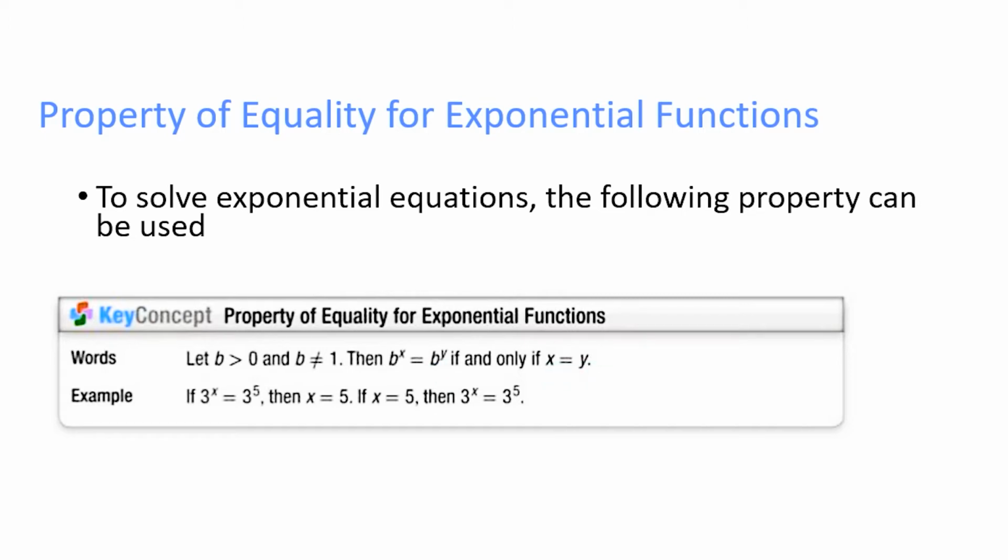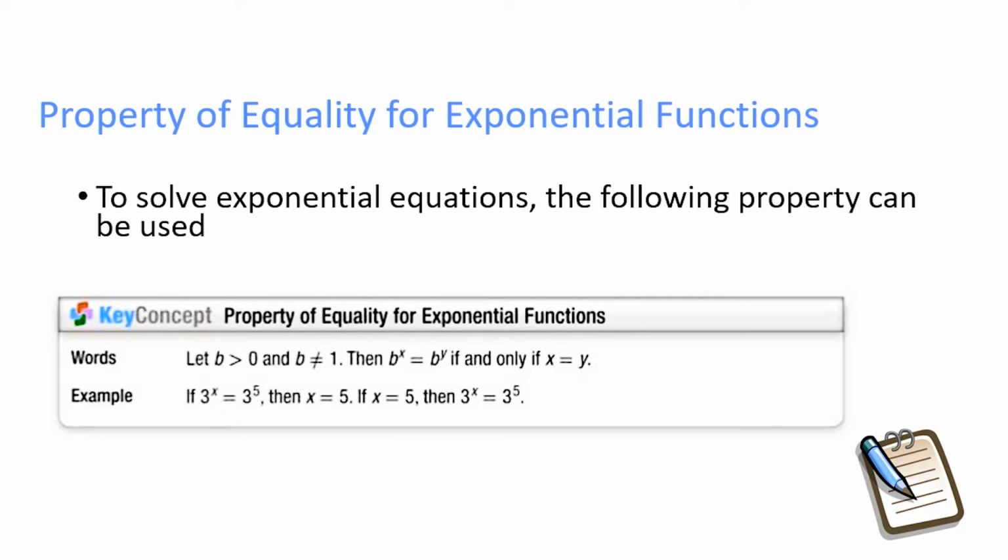If and only if statements always have two statements hidden. One statement is: if 3 to the power of x equals 3 to the power of 5, then x equals 5. The other statement is: if x equals 5, then 3 to the power of x equals 3 to the power of 5. I hope you notice that we have the same base on both sides of the equation. That's very important. You can only use this property if this is true. Usually we will use this first statement when we are solving exponential equations.